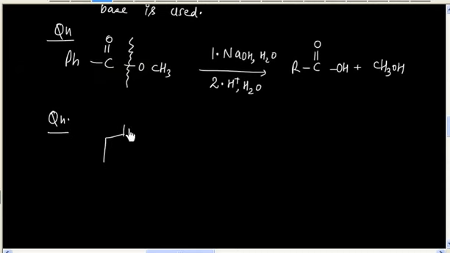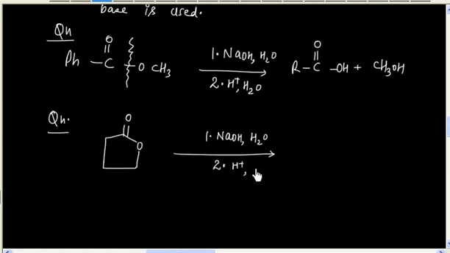Now let us say if I have this problem, and if this is treated with NaOH in aqueous medium, and the next step we have acidification, what will be the product? Once again we have to break this bond, the carbon oxygen bond. So this bond, this is carbon and this is oxygen, so we have to break this bond. So we will have this product.